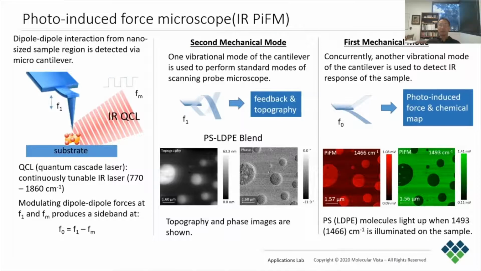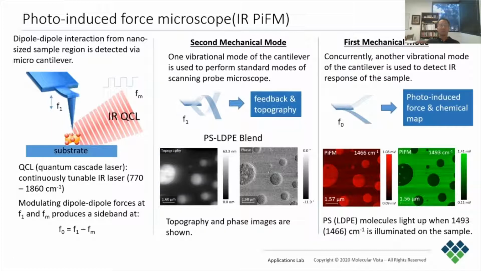In PiFM, we use two mechanical eigenmodes of the AFM cantilever as two independent force sensors to measure AFM topography and photo-induced sample response concurrently. In order to keep the tip close to the sample surface, we operate the AFM with a small dither at the second mode F1, which has a force constant in excess of 1000 newtons per meter. This is shown in the middle panel.